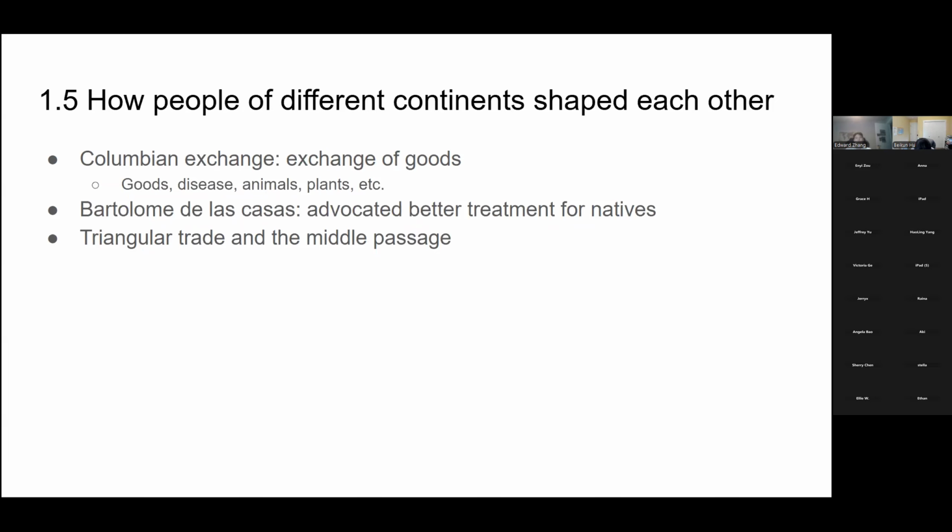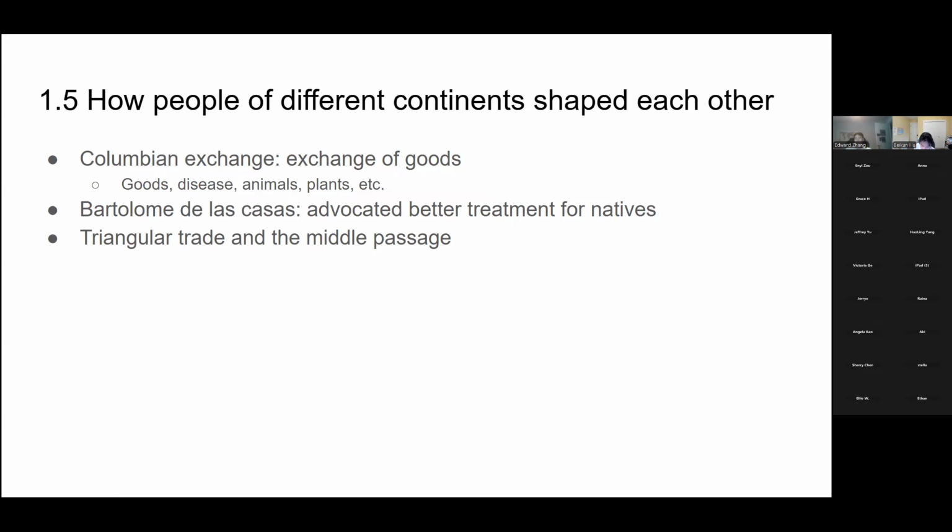All right. And then 1.5 is just about the Columbian Exchange. I've repeated this a lot of times. It's about how the people of the different continents have shaped each other. So, as I mentioned, the Columbian Exchange is the exchange of not just goods, but interactions, cultures, right? So goods, diseases, animals. I'm pretty sure the horse was given to the Americas, and then plants as well. I forgot what was given here, but plants were exchanged. I remember potatoes and stuff were given to Europe.